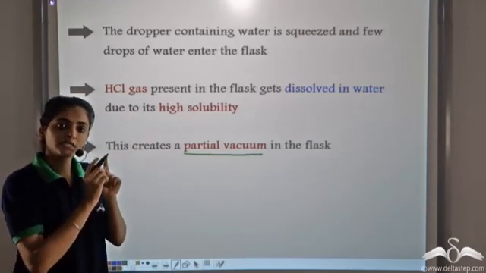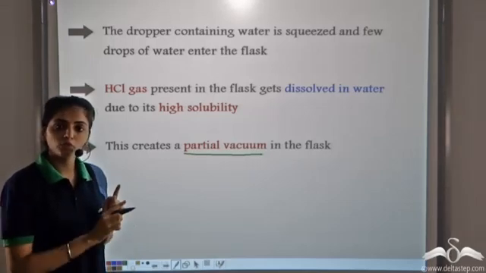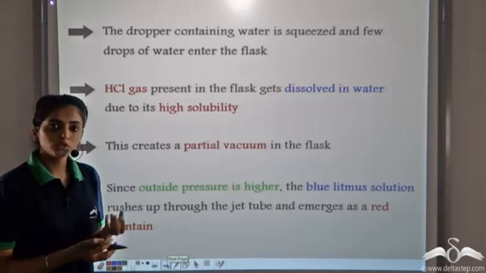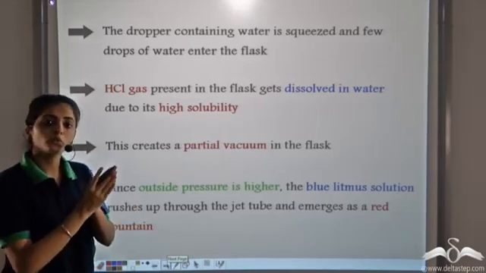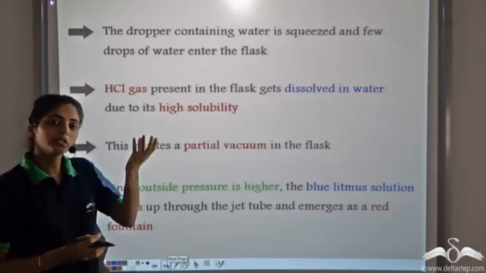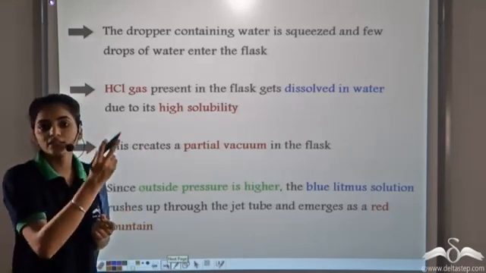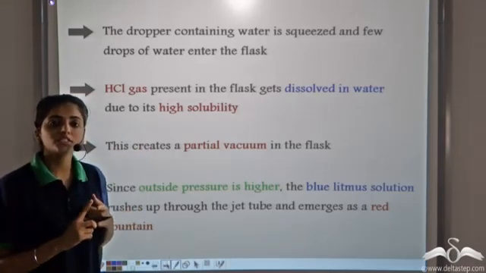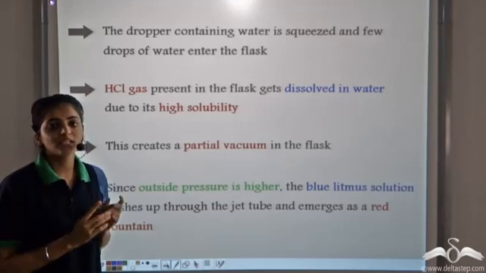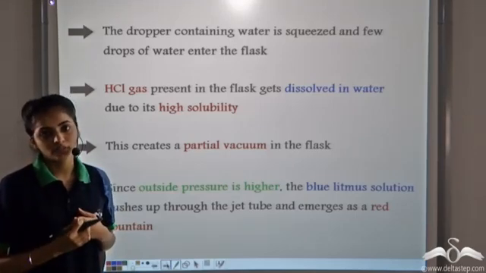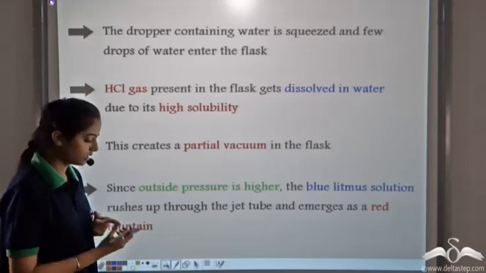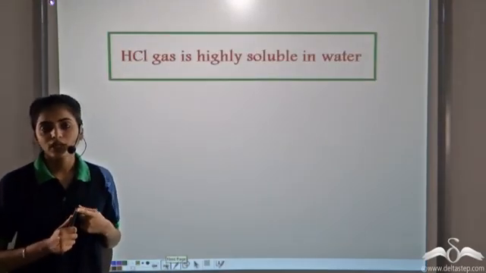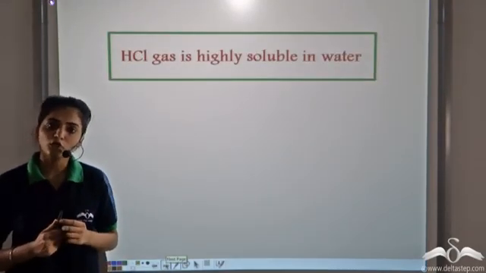Now the pressure in the flask is less. The pressure of the blue litmus solution in the trough is more. So the blue litmus solution, in order to equalize the pressure, rapidly rushes up the jet tube and enters the flask. Since HCl is acidic in nature, it converts blue litmus red. So we see a red fountain being formed. From this experiment, we conclude that HCl gas is highly soluble in water. And this is one very important property of HCl gas.